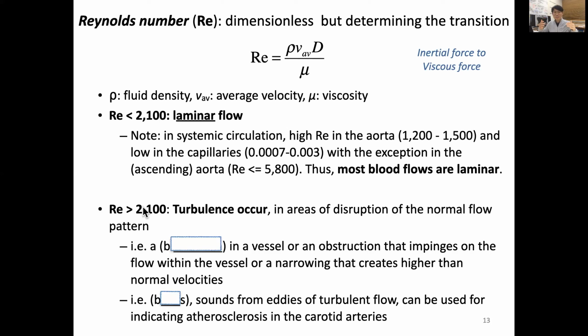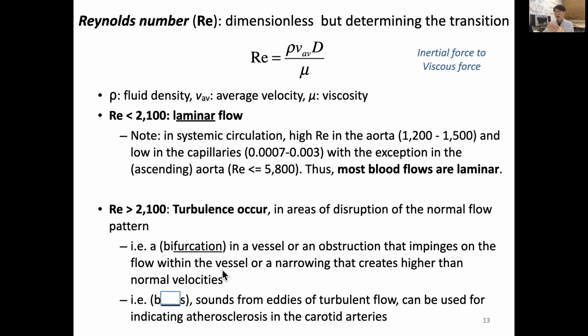This is usually a pathological condition in our blood vessel system. In areas of disruption of the normal flow pattern, for example, where our carotid artery goes up and then bifurcates, the flow is disrupted. At that bifurcation area, what can happen is an obstruction that impinges on the flow within the vessel, or narrowing creates higher than normal velocities, and then turbulence can occur.